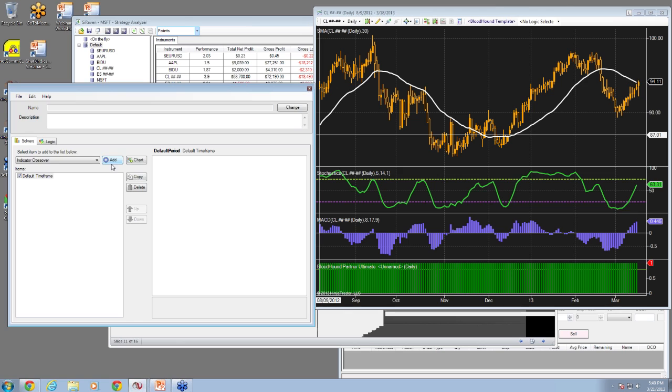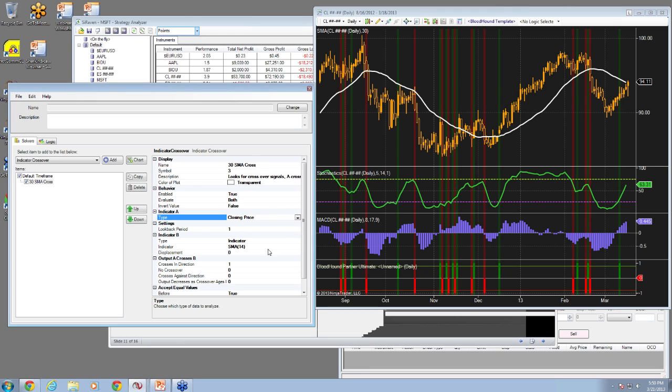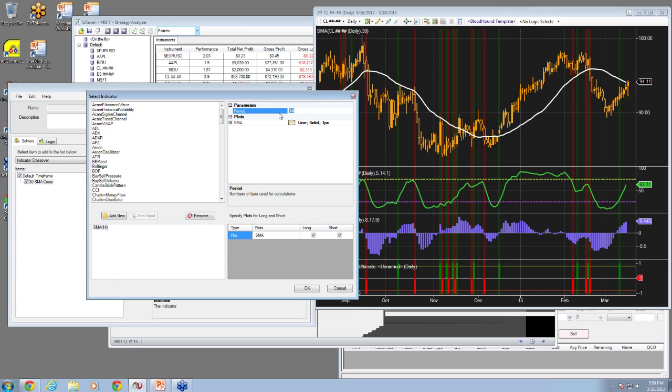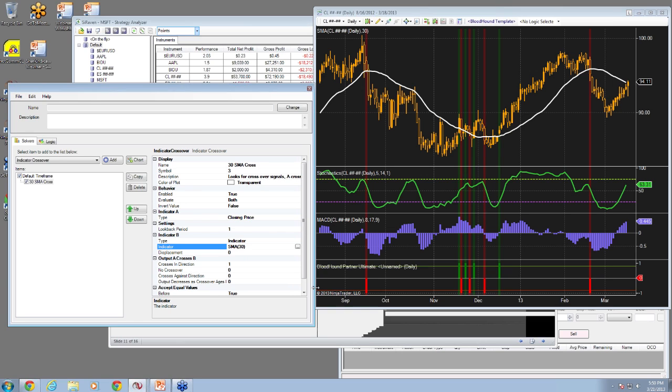So I can add like a little crossover, what we call a solver. These are guys that basically look at the criteria on your chart. So we're looking for crossover events, and I'm going to name this one the 30 SMA crossover, and we're going to just simply compare the price against the 30 SMA. Okay, and you notice as soon as I do that, the chart has instantly updated itself, and this is what I'm talking about.